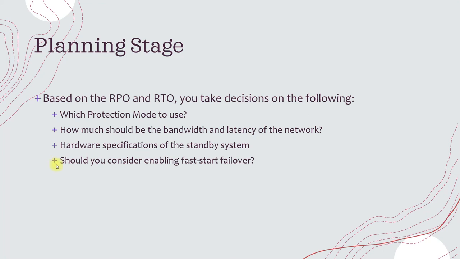Or should you be considering fast-start failover? Because eventually if the primary fails and the old standby becomes the new primary, you want the old primary to be immediately up and running. That is what fast-start failover is used for. So do you want to configure that or not?